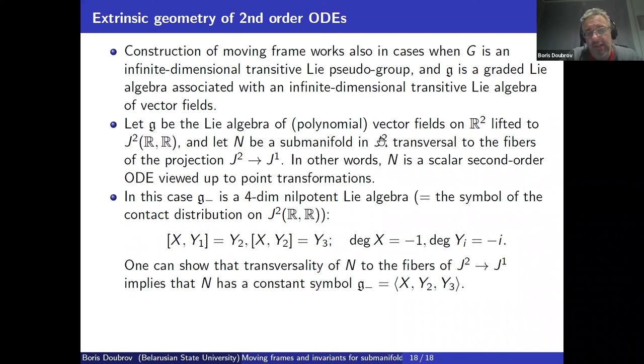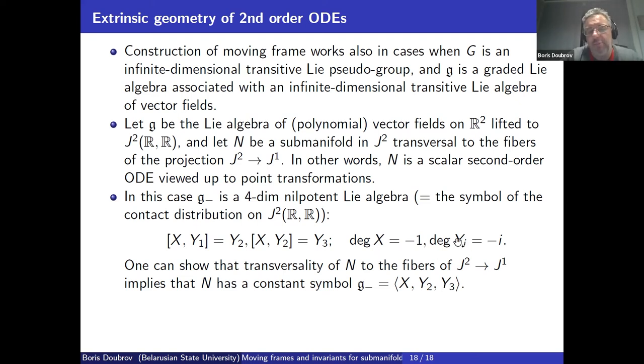This J2 has a very natural filtration defined by, in this case, J2 being four dimensional, Goursat type distributions that define the filtration on J2. So G minus, in this case, will be a four dimensional nilpotent algebra, which is the symbol of the Goursat distribution, or contact distribution, in J2. So this is the notation. It's spanned by X and then three, Y1, Y2, Y3 with these brackets and these degrees. And we can still define what is a symbol of N. It turns out that these conditions, that N is three dimensional and transversal to the fibers of the projection, imply that N has a constant symbol given by X, Y2 and Y3.